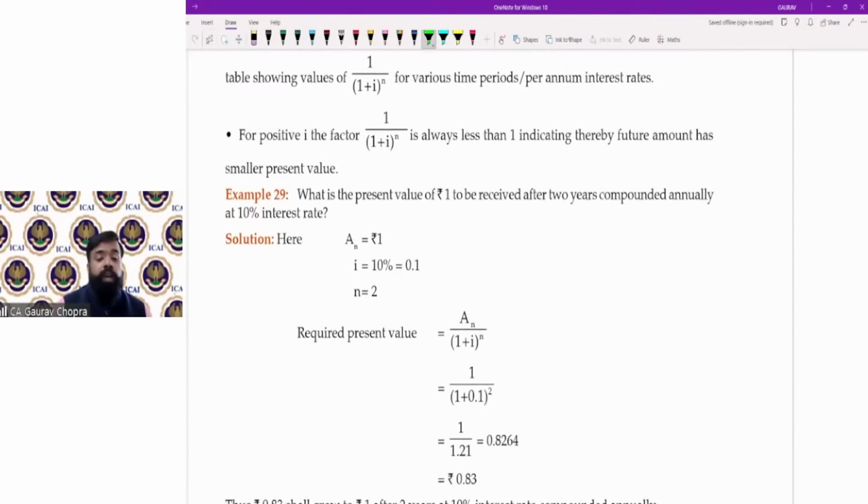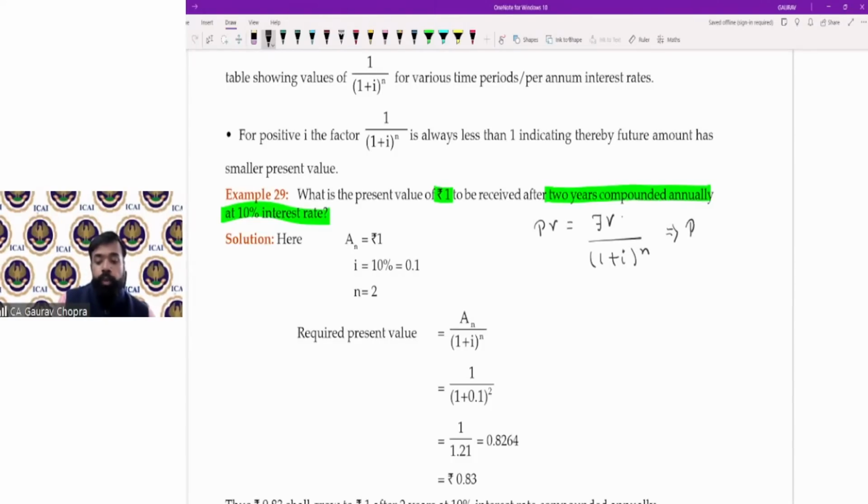What is the present value of rupees 1 to be received after 2 years compounded annually at the rate of 10%? That means we will receive rupees 1 after 2 years. So what is the worth of rupees 1 today? आज उसकी वैल्यू क्या है ये आपको कैलकुलेट करके बताना है. So the simple formula is present value is equal to the future value divided by 1 plus I to the power of n.